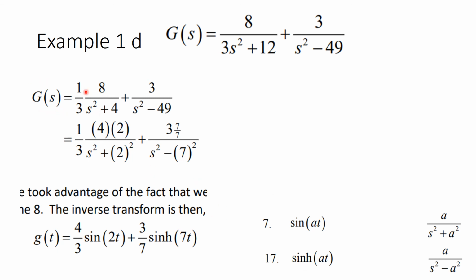So capital G of s is, I factor out the 3 to make this match up exactly with the table. And I come over here and I need a 7 here. So I multiply by 7 and divide by 7, not changing anything. And then I can factor things out. So this is going to be 4 over 3 times, when I invert the transform, sine of 2t. And this is going to be 3 over 7, and that's going to be the hyperbolic sine of 7t.